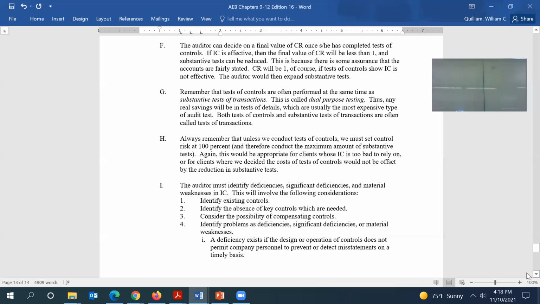A test control does not directly deal with monetary amounts. A substantive test does. So that's how we always know the difference. But often we just combine them, dual purpose testing, more efficient. So any real savings will be in tests of details, that's okay. They're usually the most expensive type of audit test anyway. And both test controls and substantive tests of transactions are often called tests of transactions because again, we're testing one individual transaction at a time.